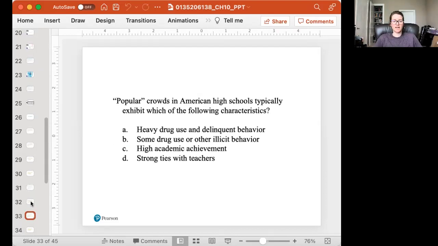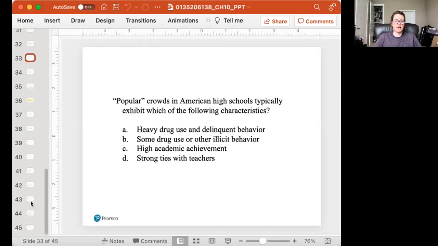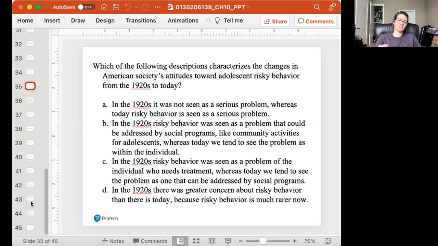Popular crowds in American high schools typically exhibit which of the following characteristics? Heavy drug use and delinquent behavior, some drug use or other illicit behavior, high academic achievement, or strong ties with teachers. Some drug use or other illicit behavior.